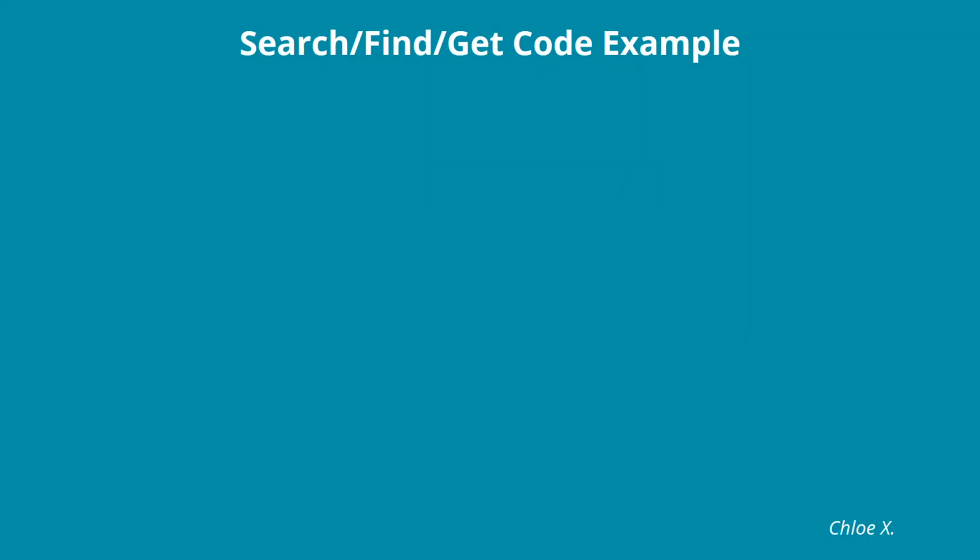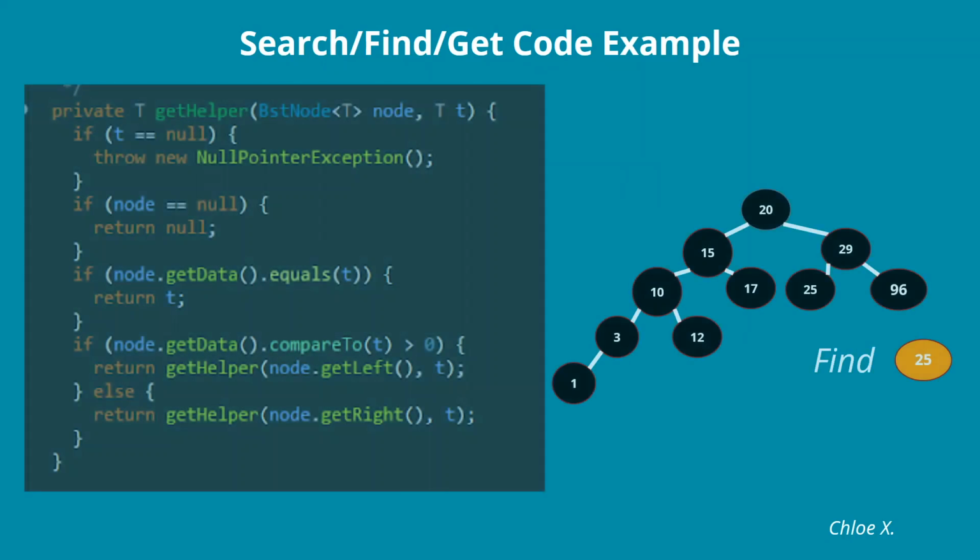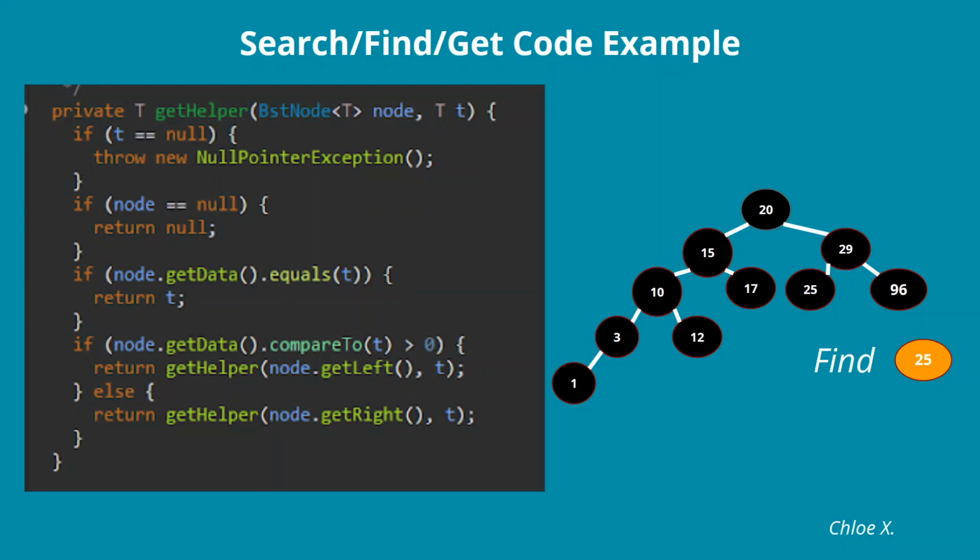I'll show a code example to demonstrate what this might look like in code. How does the algorithm we described before look in code? There's recursion. On the left, we have a method called getHelper, our search method. On the right, we have the same tree from before. I just added it for a bit of visual clarity. So firstly, let's call our getHelper method with parameters root and 25 as our target value.